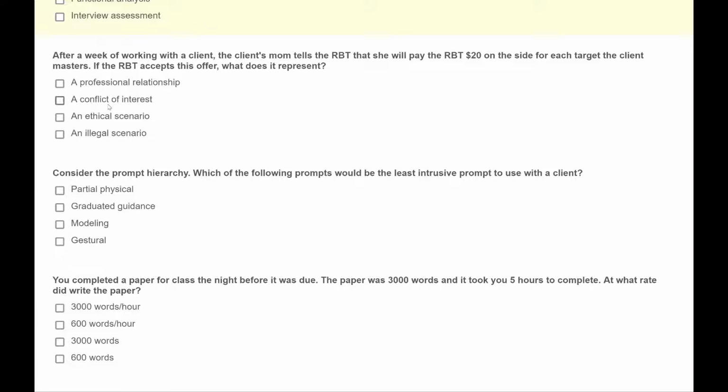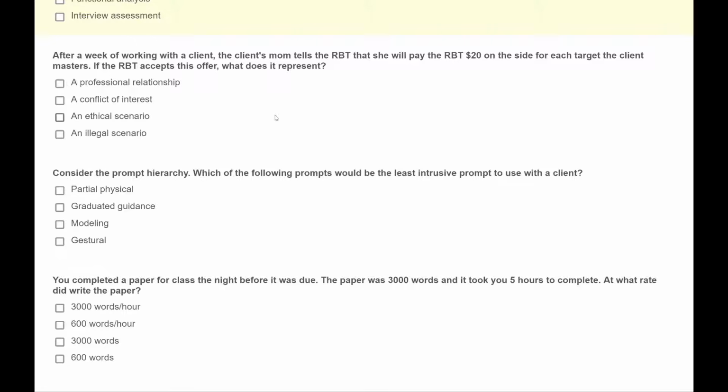It's going to be a conflict of interest. And why is that a conflict of interest? Well, now your interests are pulled in two directions, right? On one hand, we want what's best for the client. We want to take good data. We want to implement correctly. We want to be truthful. On the other hand, we're offered $20 to not do those things, right? There's a conflict of interest at play here.